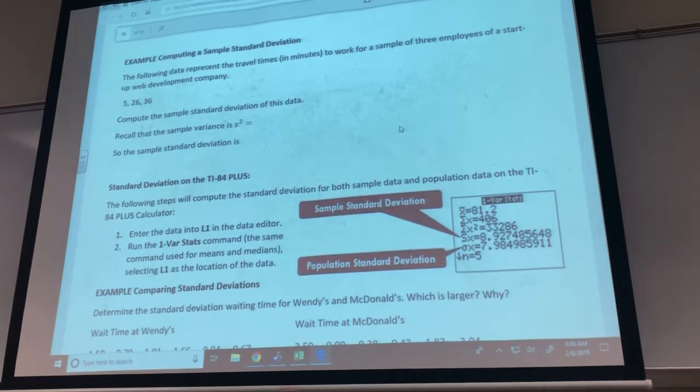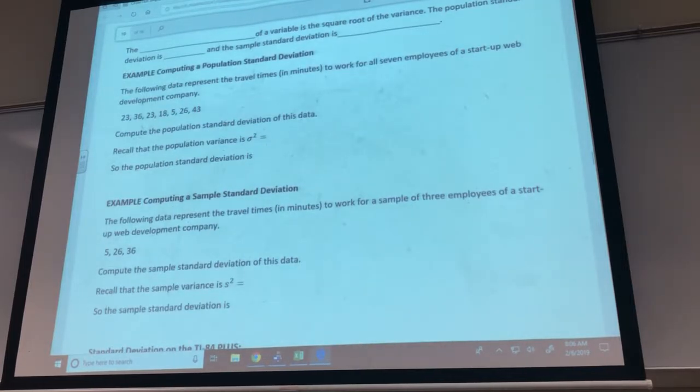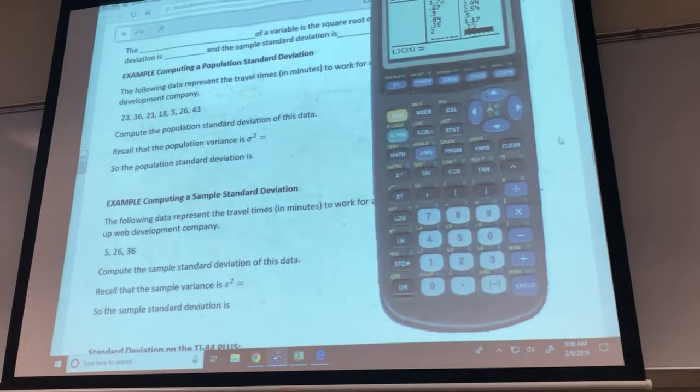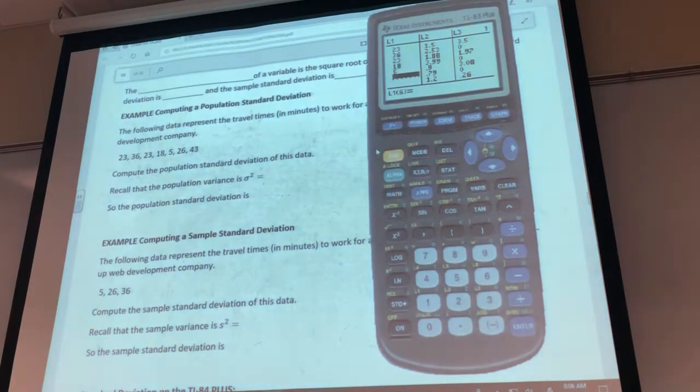So if we go back, we skipped these examples up here where we calculated the population standard deviation. We didn't do that because we didn't want to do it by hand, but we can come right back up to these ones that we skipped just to figure out what the standard deviation is. So in my calculator, I'm going to go over to L1, highlight it, hit clear enter, and I'm going to put those 7 numbers in, so 23, 36, 23, 25, 26, 43. Those are my 7 numbers that I put into L1.